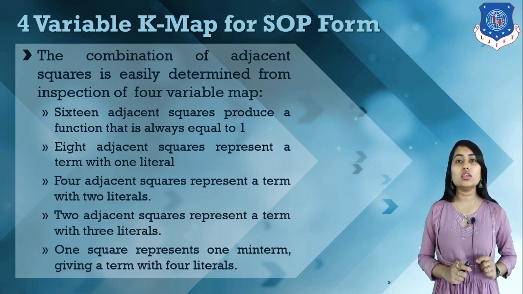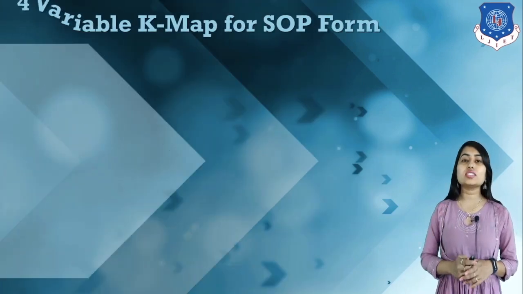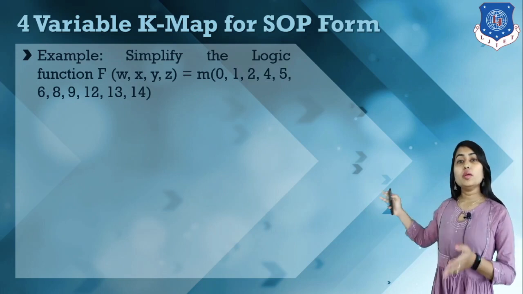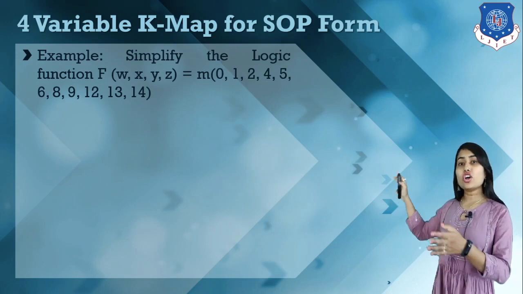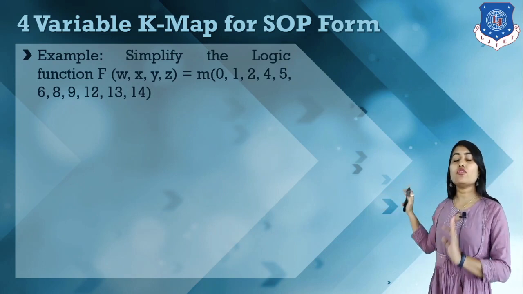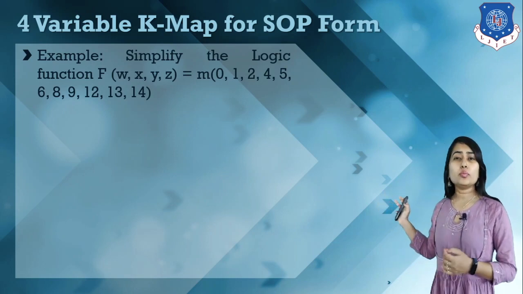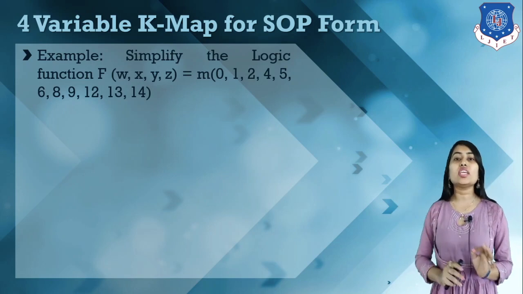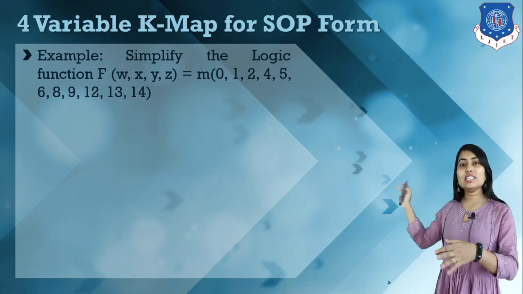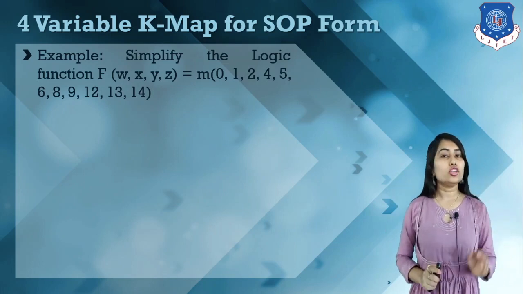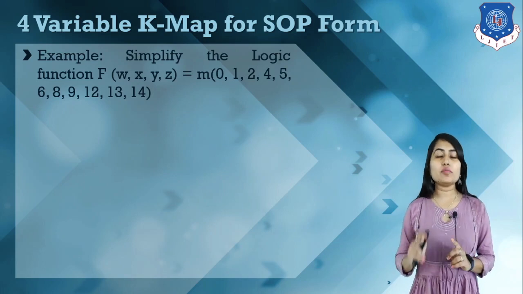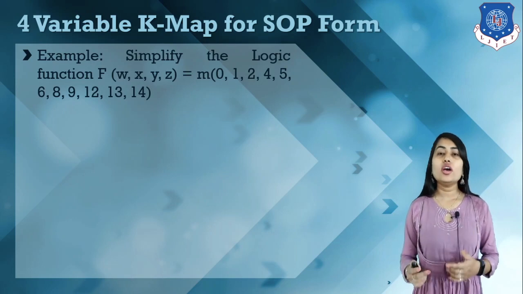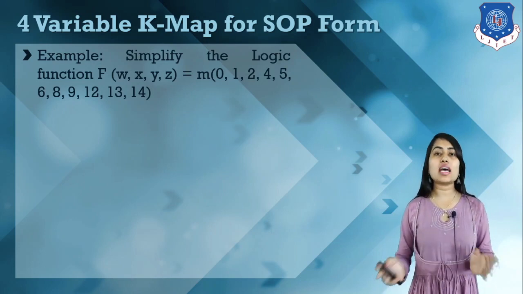Let's discuss one example. Here we have one example: simplify the logical function f equals summation of w, x, y, z, of all these terms. Here we have 4 variables, and these values are given for which conditions we have an output 1. So first make a K map, and then mention the positions at which we have a 1, and then try to make a group, then write individual group functions, and then add the values.